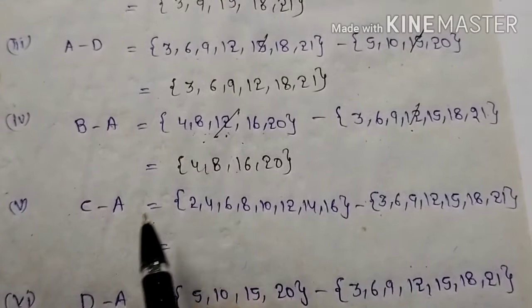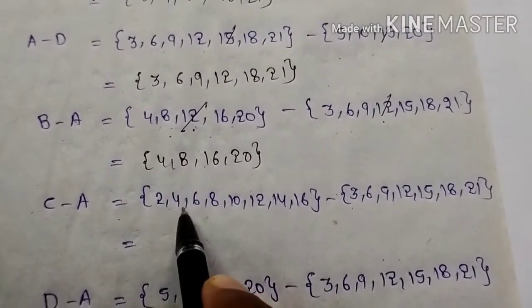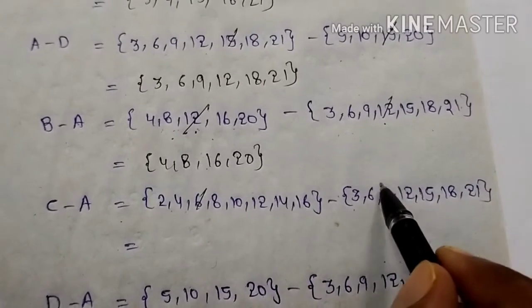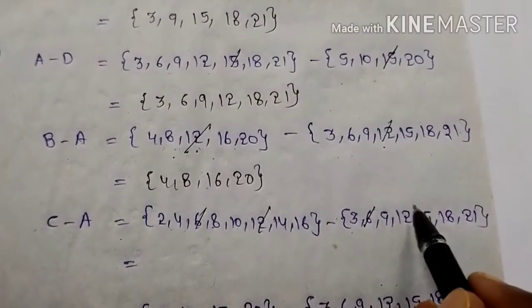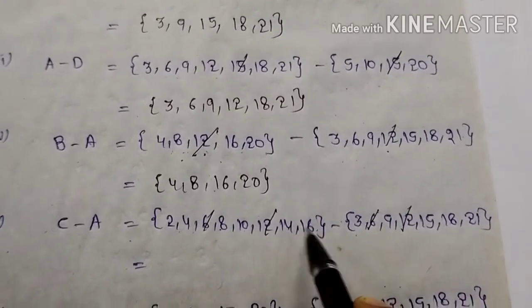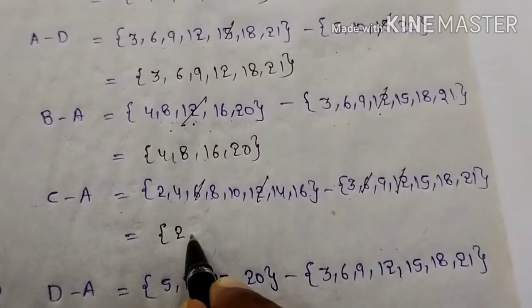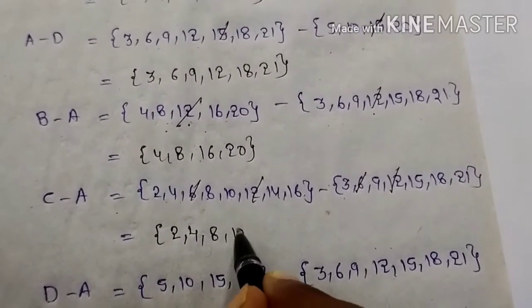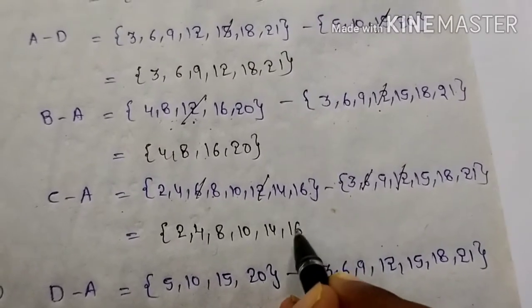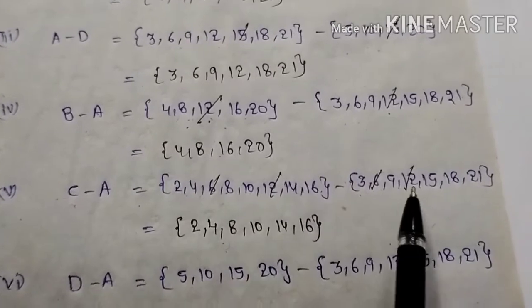Now you can see one more here, C minus A. C minus A means, once you see, is there any common? 2, 4, 6, 6 is common. 8, 10, 12, 12 also common. 14, 16, no common. That means you can write here which are common and which are not common in both sets: 2, 4, 8, 10, 14, 16. That means the elements which belong to only set C.